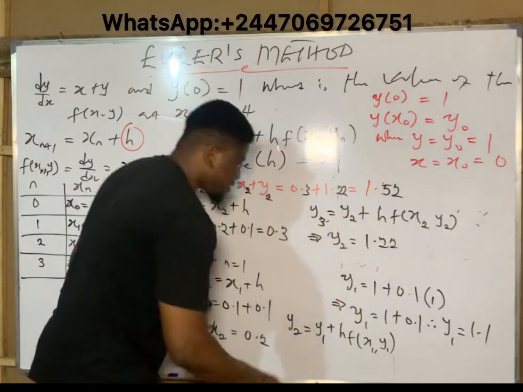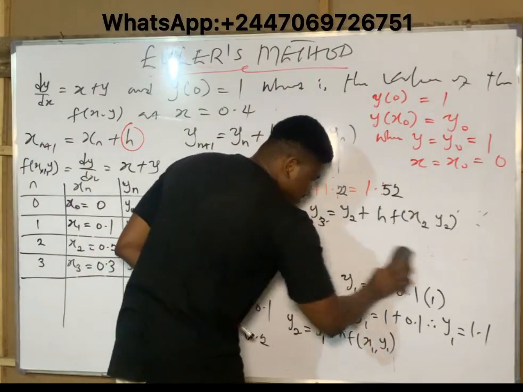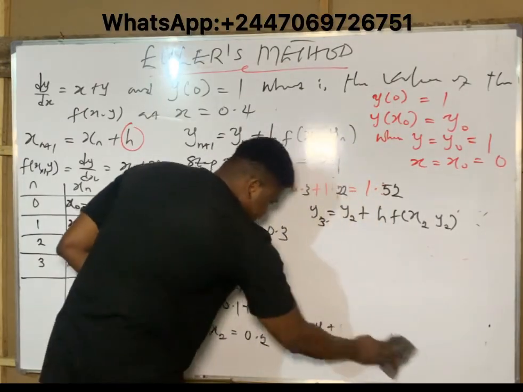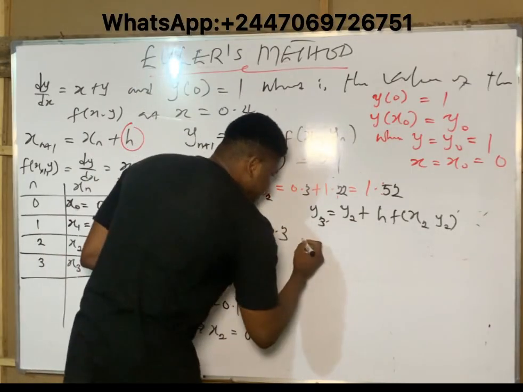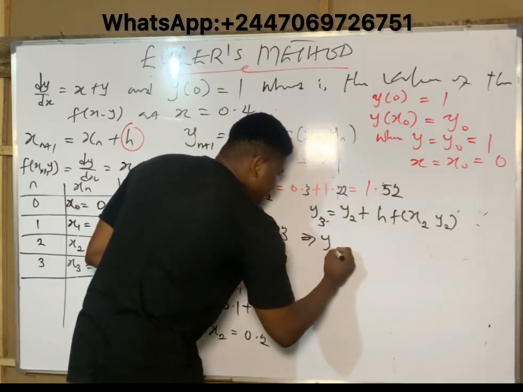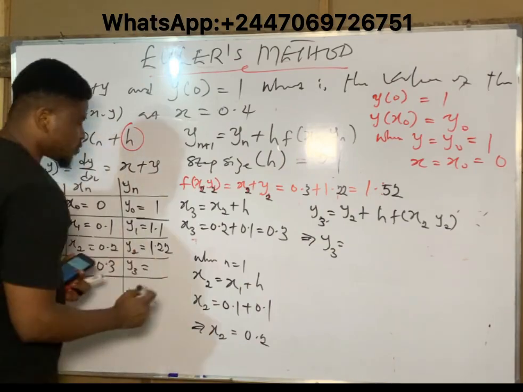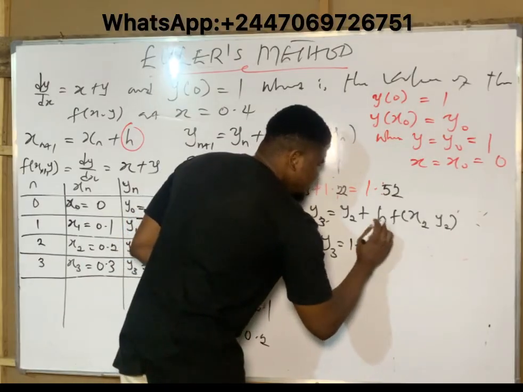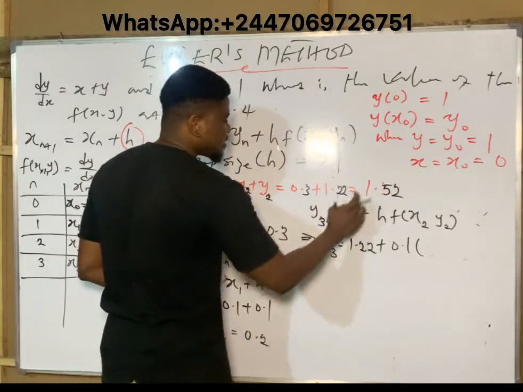So for every new state level or new point you go to, always record the previous values to obtain your successive values for y. From here, this simply implies that my y3 is going to be y2. We obtained y2 as 1.22. So you have 1.22 plus the step size, which remains 0.1, multiplied by the function at that point.